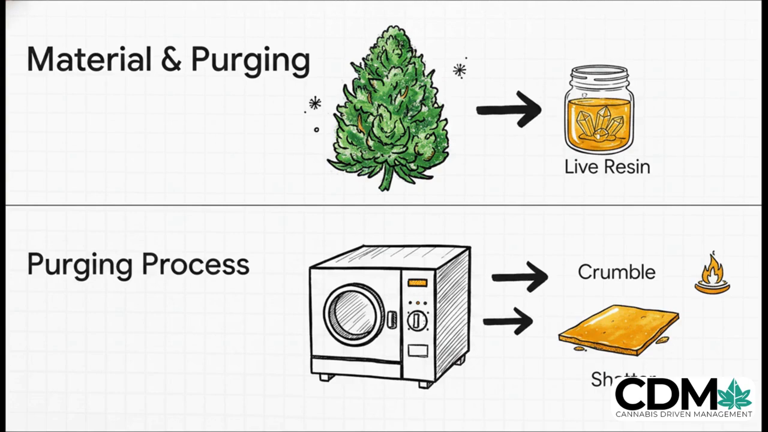And the last 2 factors are absolutely crucial. First, the starting material itself. This is huge. For example, to get that incredibly flavorful, saucy live resin, producers use fresh flower that's been flash frozen right after harvest. Why? Because freezing locks in all those delicate terpenes that give it that amazing taste.